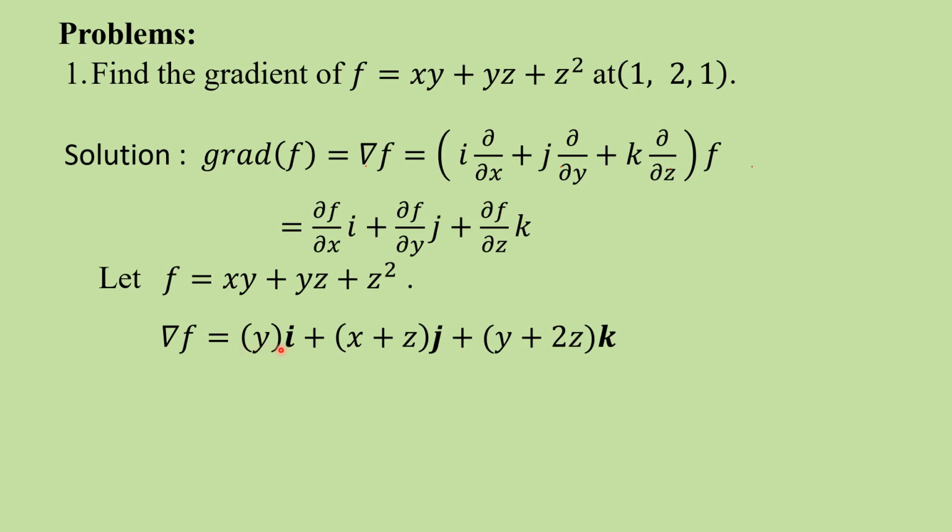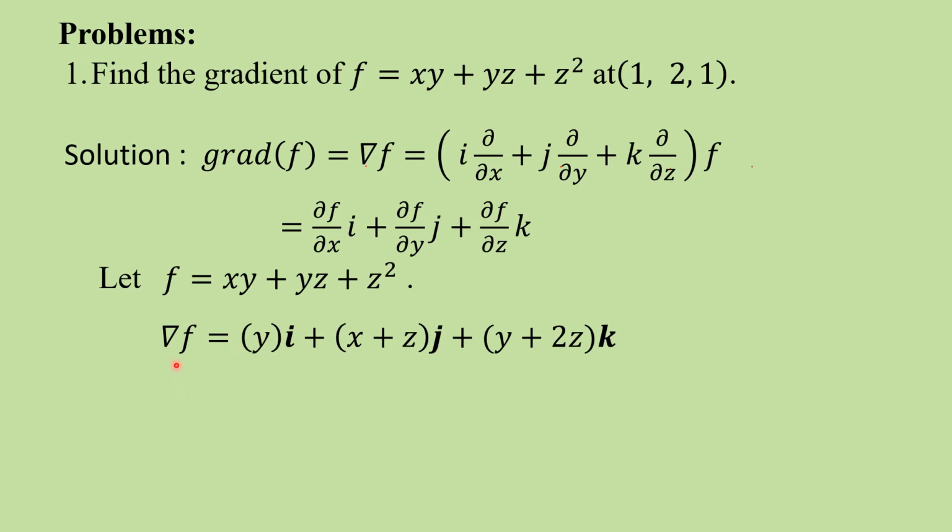So the component of i is y. Now ∂f/∂y: partially differentiate f with respect to y. That gives x plus z plus 0. So the component of j is x plus z. Finally, the component of k is ∂f/∂z. Partially differentiate with respect to z, treating x and y constant. So I get 0 plus y plus 2z. So the component of k is y plus 2z. So what is your gradient, student?